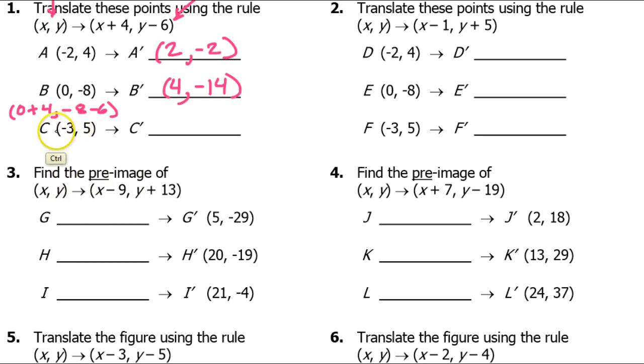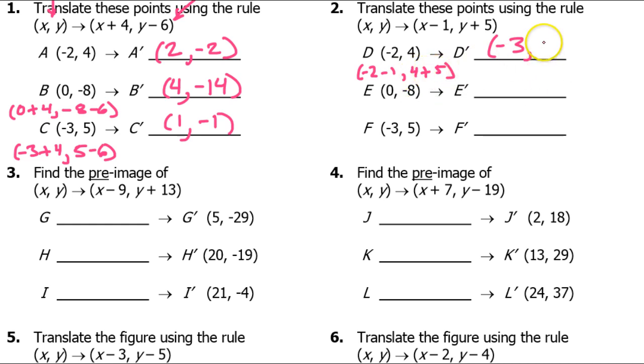Looking at the point C, I need to do -3 plus 4, and then I need to do 5 minus 6. Alright, again I'm just using this rule. -3 plus 4 is 1, and 5 minus 6 is -1. Okay. Looking at problem number 2, we have x minus 1 and y plus 5. So that's going to be -2 minus 1, and then it's going to be 4 plus 5. So -2 minus 1 is -3, and 4 plus 5 is 9.